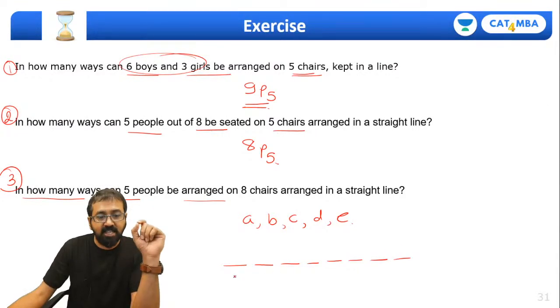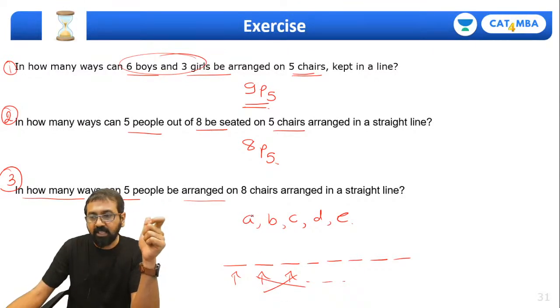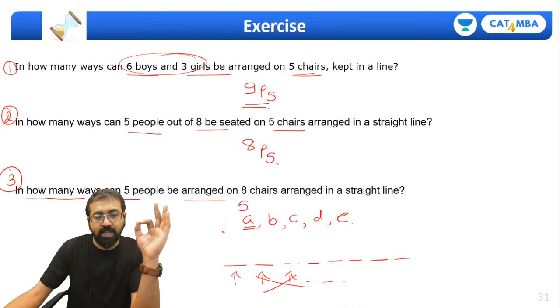Now see, please understand, here the chairs are more. So we'll not think how many people can sit on the first chair, then how many are left for the second, and so on and so forth. We'll not do it this way. Instead, we'll think it this way. How many options does A have to go and sit? Can I say A has 5 options? Same way, sorry, A has 8 options. Same way, B has 7 options.